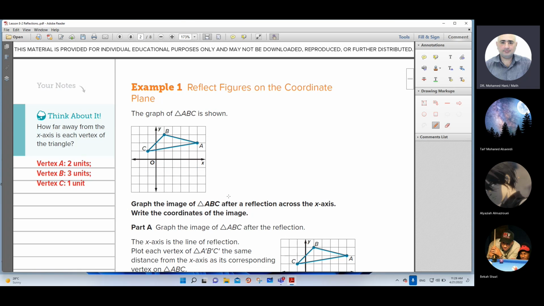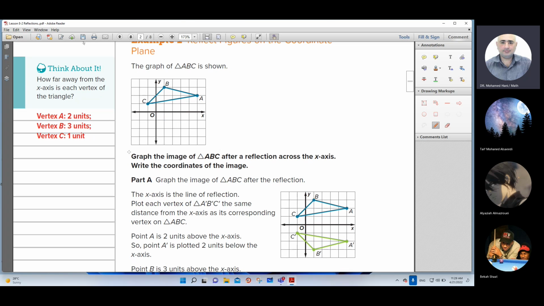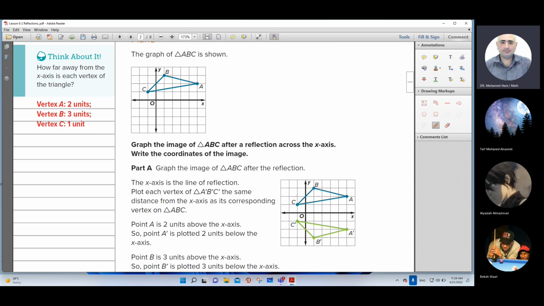Example: reflect figures on the coordinate plane. The graph of triangle ABC is shown. We have this triangle ABC, the pre-image. Graph the image of triangle ABC after a reflection across the x-axis. So we want to use the x-axis.